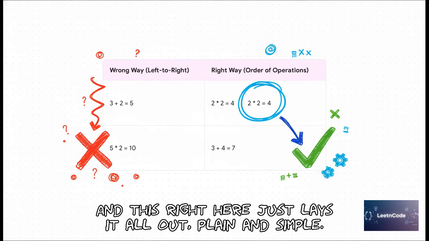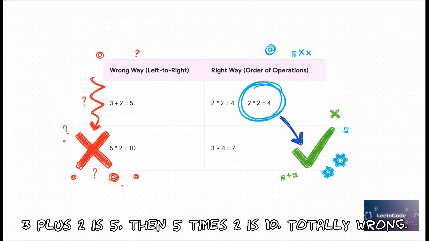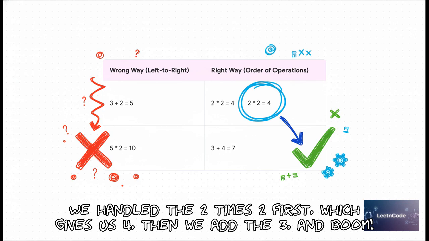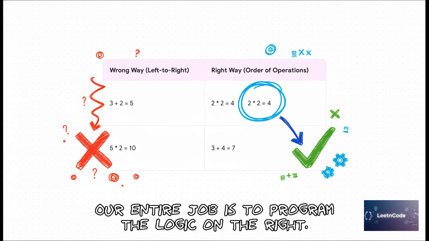And this right here just lays it all out, plain and simple. On the left, you've got the wrong way, the simple left-to-right method. 3 plus 2 is 5, then 5 times 2 is 10. Totally wrong. But on the right, that's the right way. We handled the 2 times 2 first, which gives us 4. Then we add the 3, and boom, we get the correct answer, 7. Our entire job is to program the logic on the right.